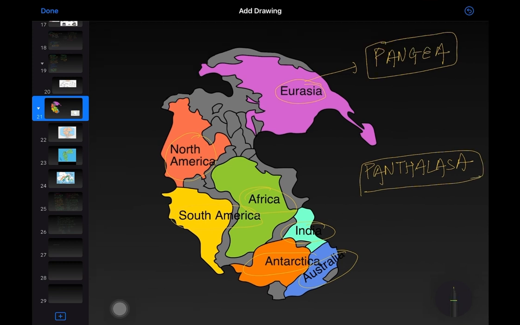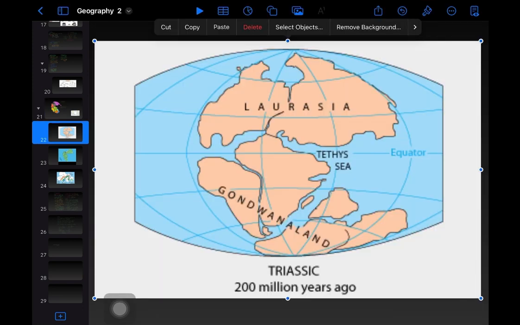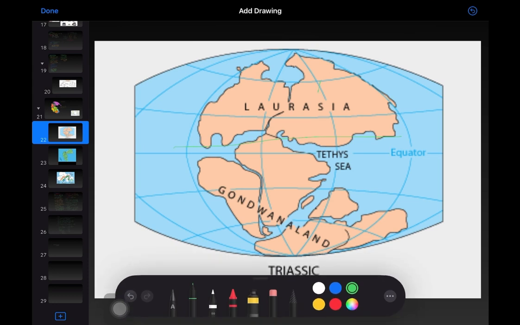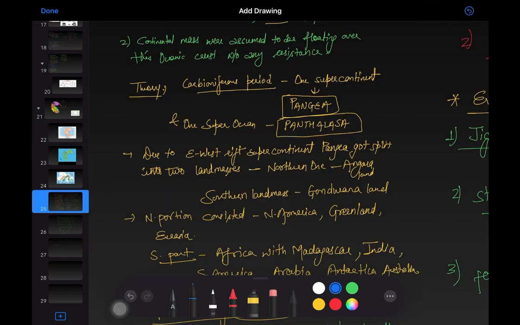Then, according to Wegener, there was an east to west rift breaking this continent into two parts. As you can see in the picture, the northern part is known as Angaraland, while the southern part is known as Gondwanaland. The northern part is Angaraland, or as mentioned here, Laurasia, as Europe, Asia, and North America are combined together. Due to the east-west drift, this supercontinent Pangea split into two landmasses. The northern one is known as Angaraland, while the southern hemisphere landmass is known as Gondwanaland.